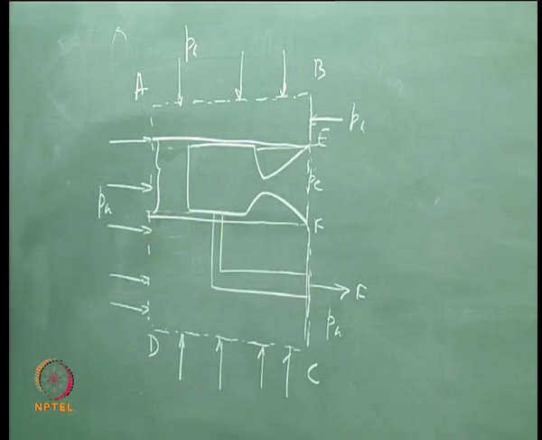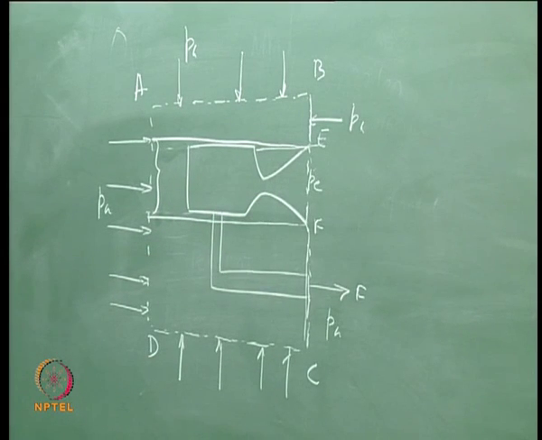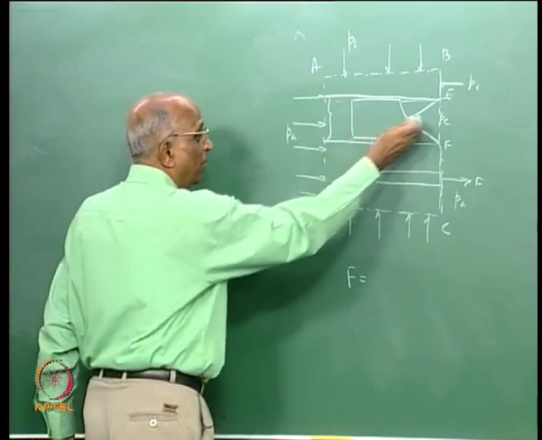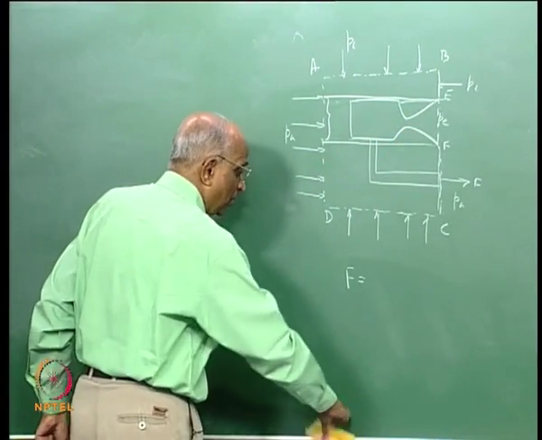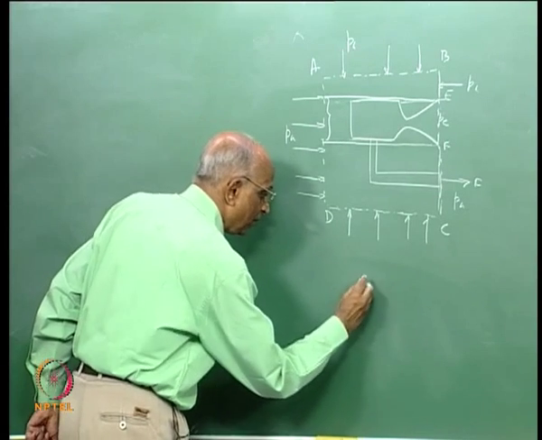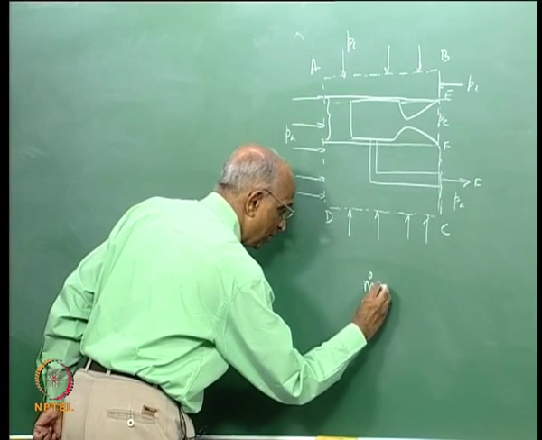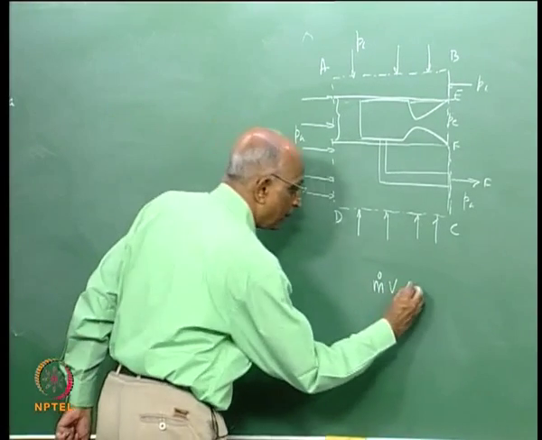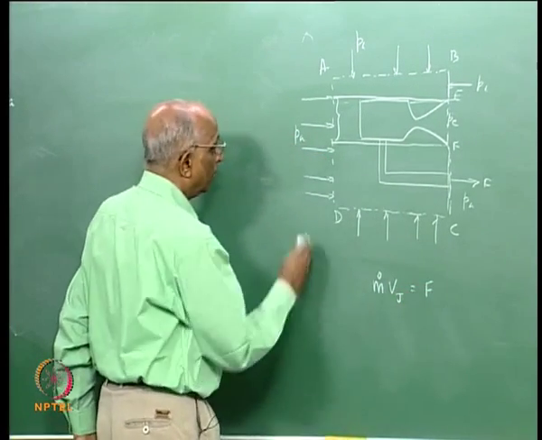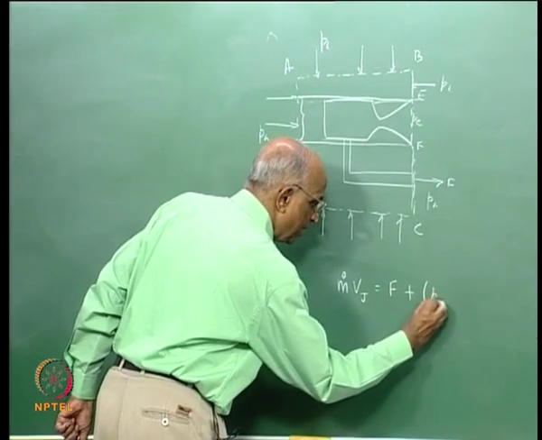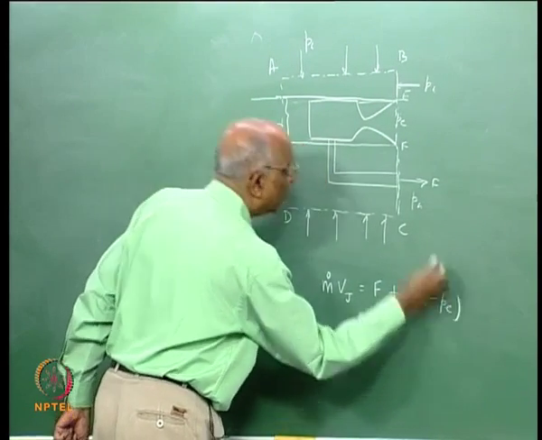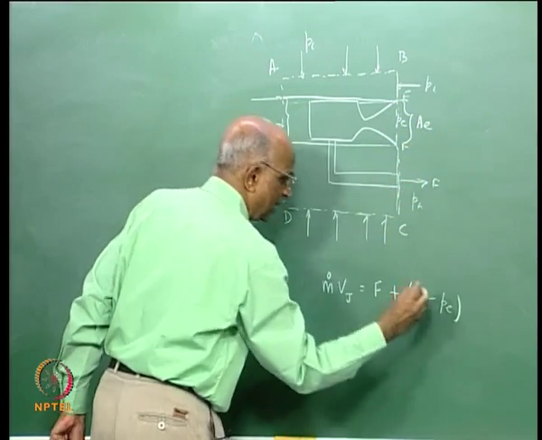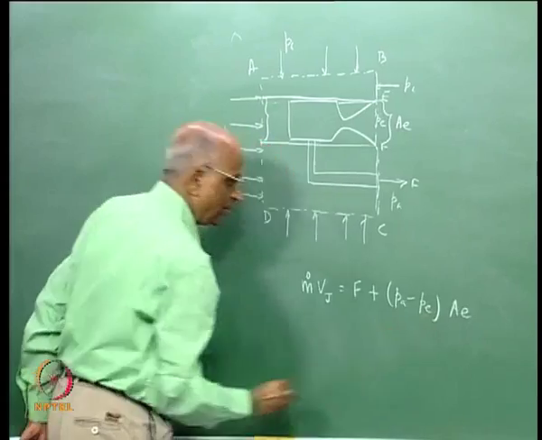Now, let us write the force equation for this system. I have a momentum which is coming. What is the momentum? m dot Vj is the momentum thrust, whatever I am getting, and that is balanced by the value of force plus Pa minus Pe, where the exit area is Ae, into Ae over here.